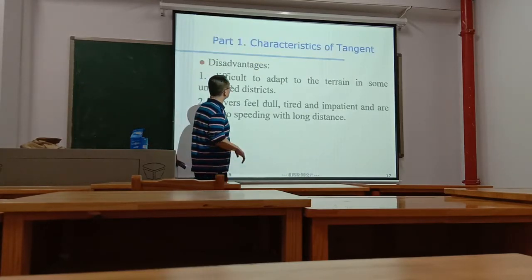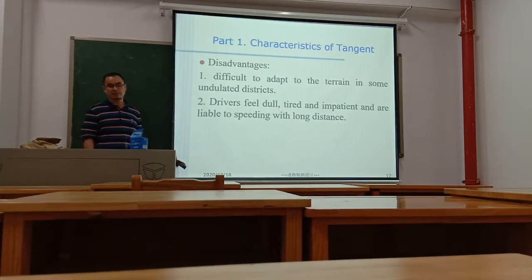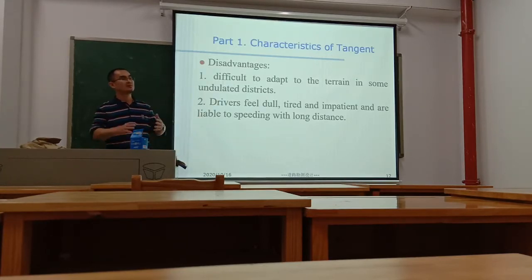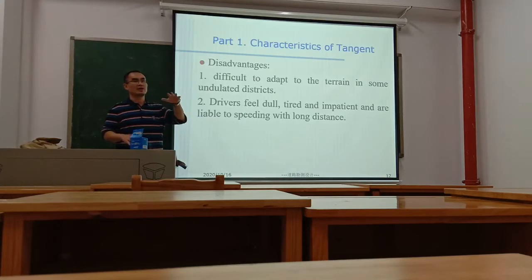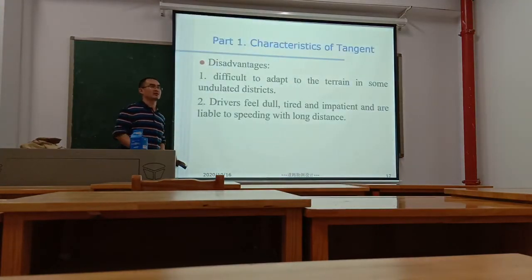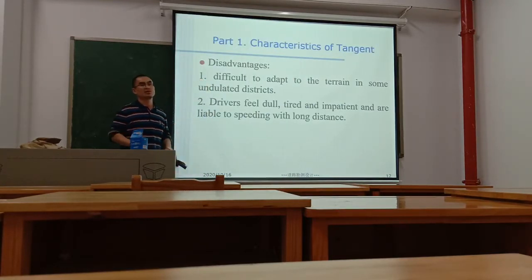The disadvantage of the tangent is that it is difficult to adapt to the terrain in some undulated districts. What's terrain? The mountain, the plain, and the other conditions. Terrain is the surface of the ground.